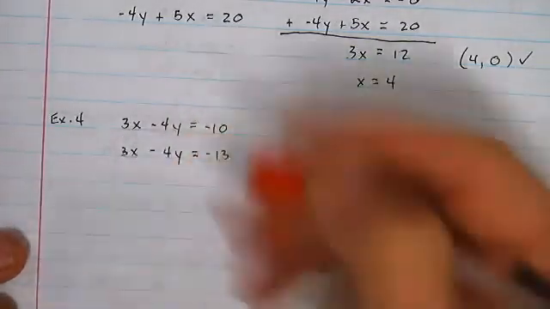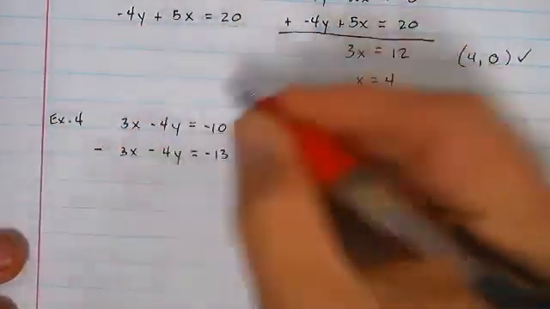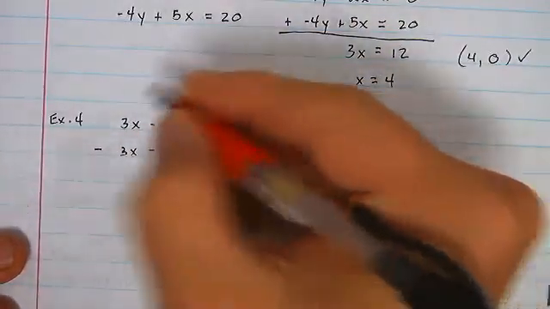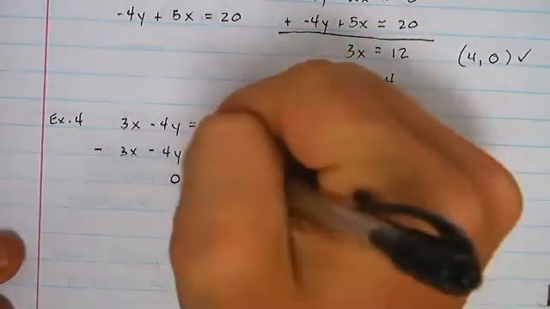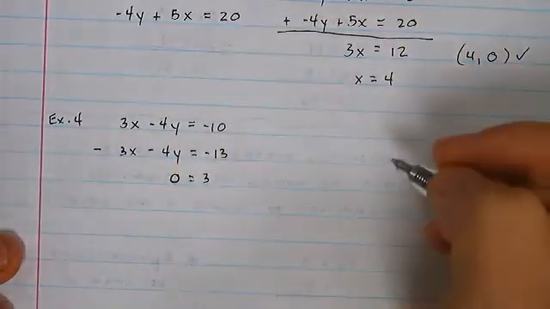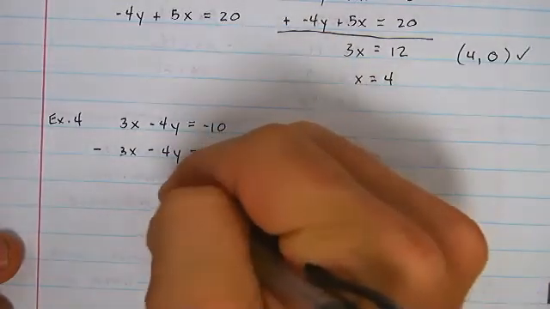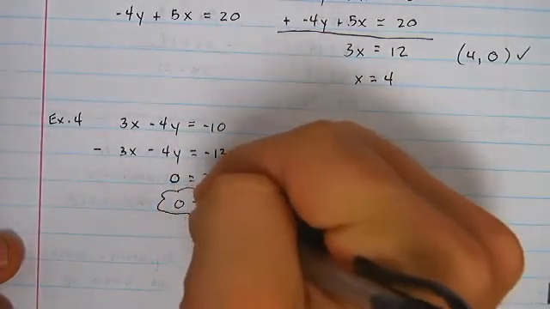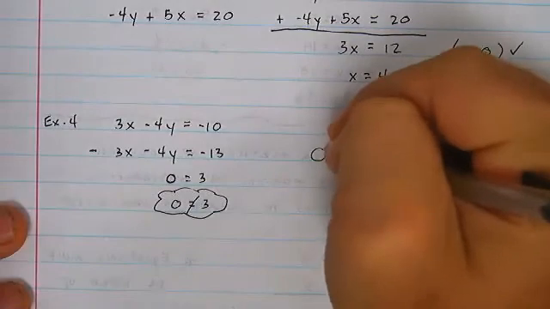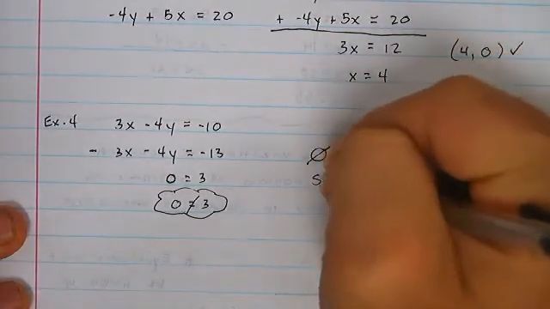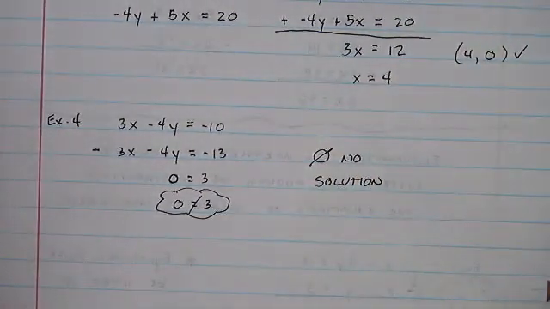Okay. And I see the 3 and the 3, so I'm going to subtract. Okay. So 3 minus 3 is 0. Negative 4 minus negative 4 is 0. So essentially I have nothing left on the left side here. Negative 10 minus negative 13 is a positive 3. Okay. And right, these two are not equal. So 0 is not equal to 3, never is, never will be. And so in this case, we have no solution. No solution.